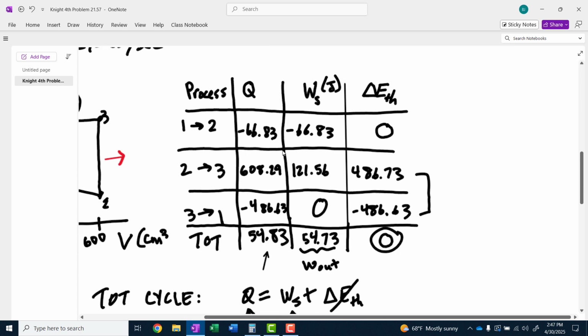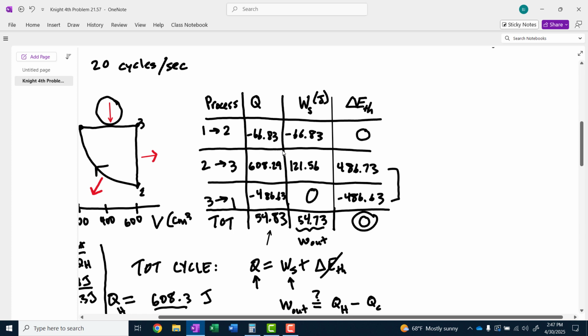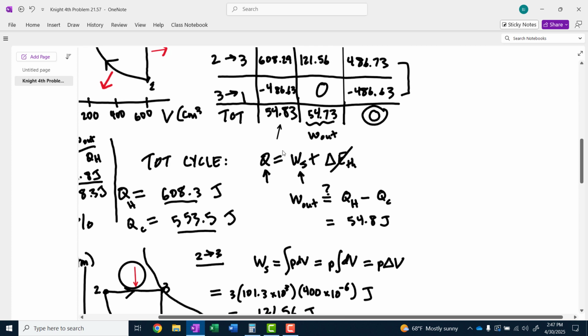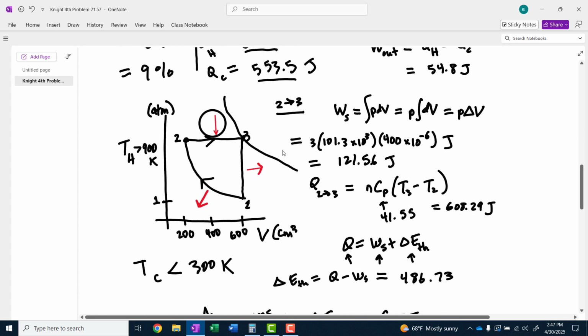The second table you need is your first law table. You need Q, W, S, and delta E thermal. Every problem, same procedure. So the only difference from one problem to the other would be the shape of the PV cycle. And if you had an adiabat, again, you'd use different formulas. There might even be a process where you have to use a little calculus. Like if one of the processes was a straight line that was tilted, you could actually use some calculus to find the work done. You could integrate pressure over volume.